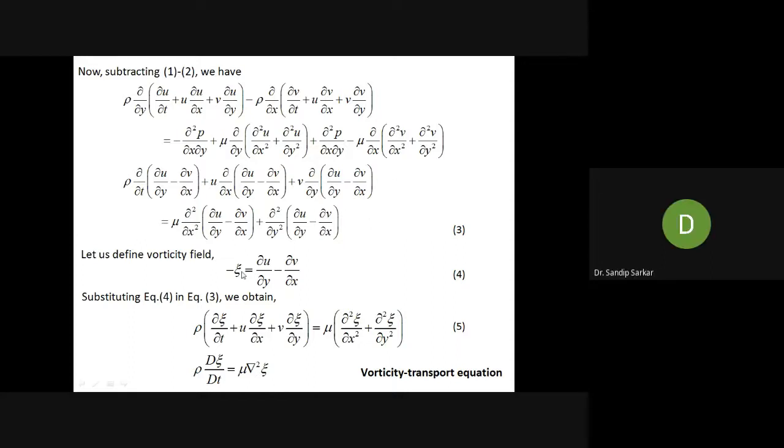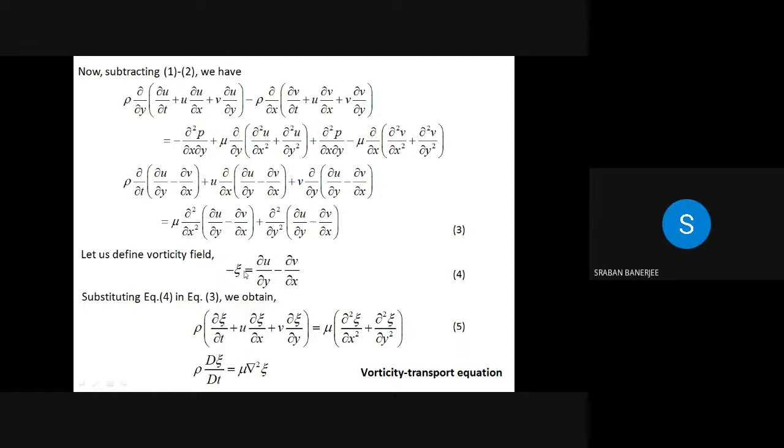Now, what is this? Del u del y minus del v del x is a vorticity field. Right? So let us define vorticity. Already you know the definition of vorticity. So basically vorticity chi equals del v del x minus del u del y. So I'm writing minus chi equals del u del y minus del v del x. So both are the same, right?